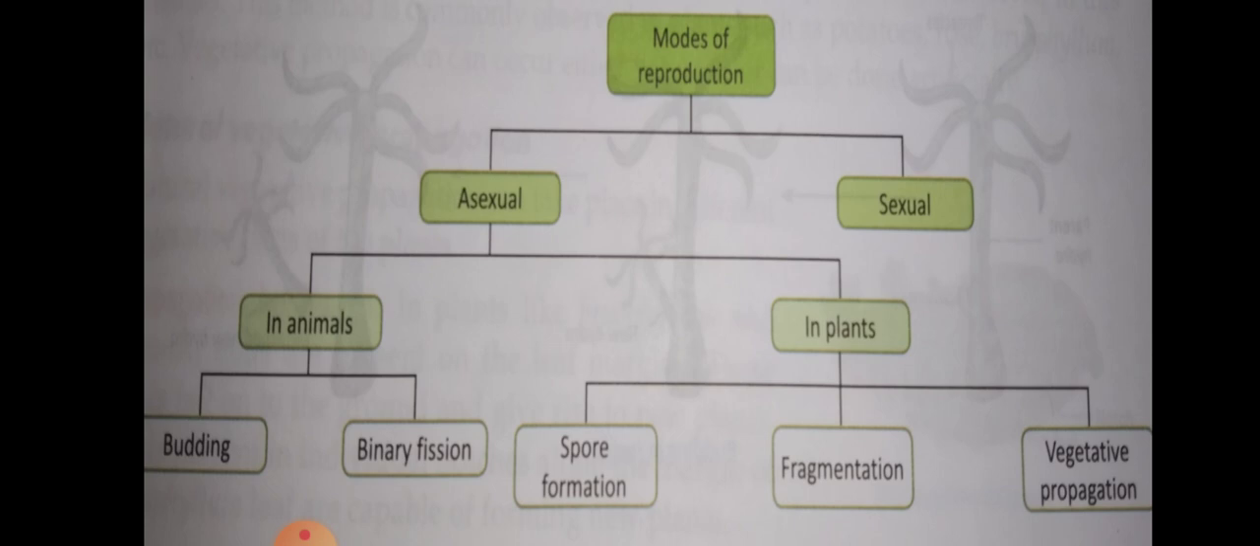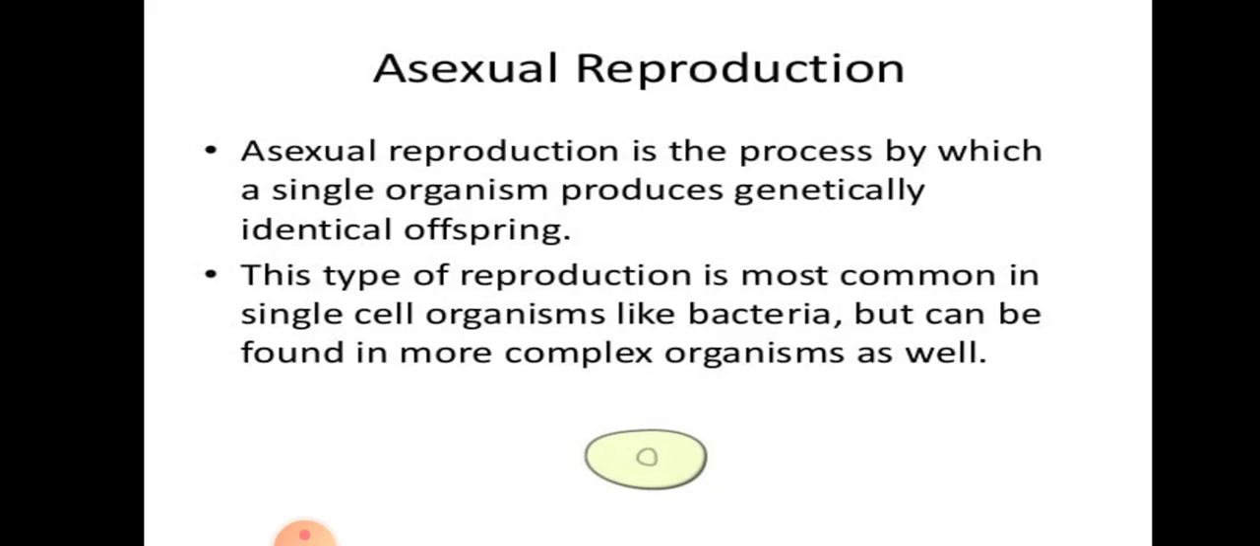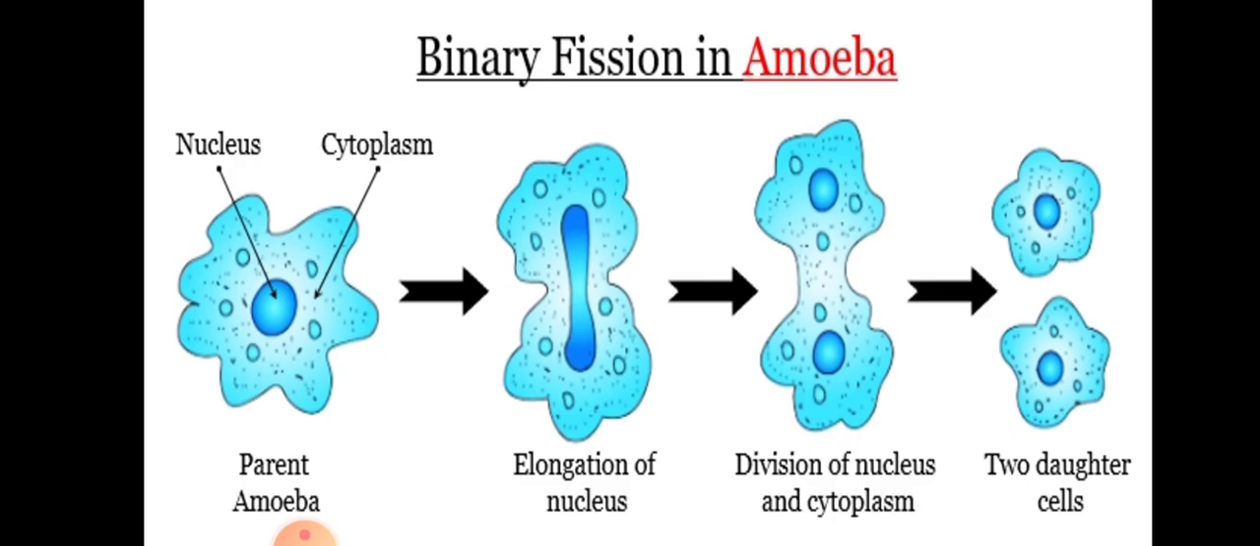So we came to know about what is asexual reproduction. It is a process by which a single organism produces genetically identical offspring. So we saw asexual reproduction taking place in amoeba by binary fission. Here, two equal-sized daughter cells are formed from a single parent. These two daughter cells are identical to each other as well as to the parent cell.